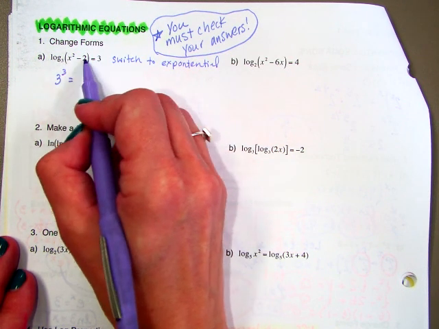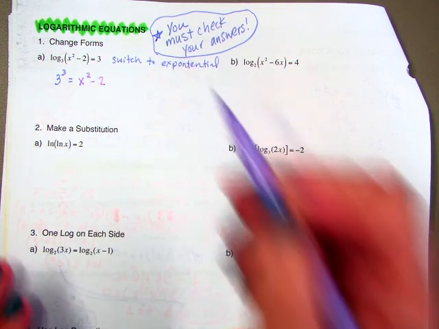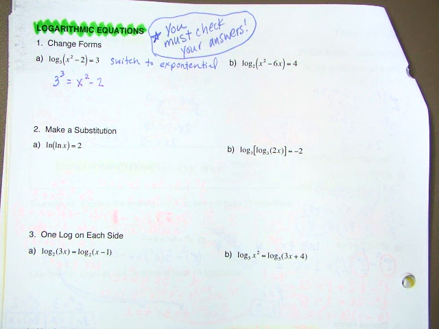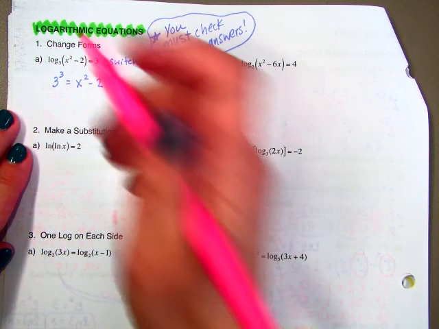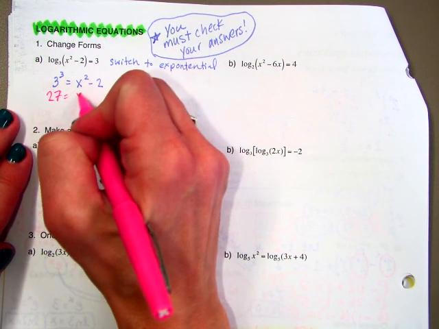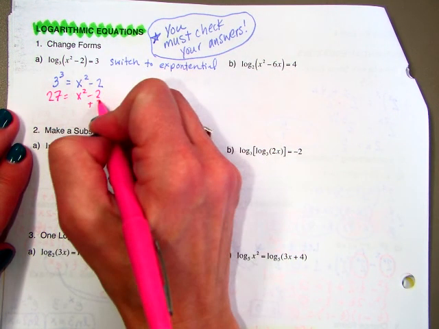What is 3 to the 3rd? 27. Keep going. x squared minus 2 plus 2 plus 2, 29. What does x equal? Plus or minus the square root of 29.